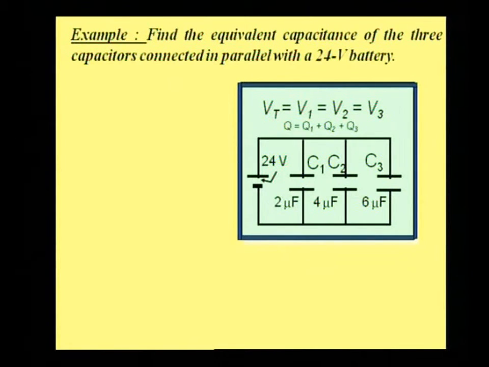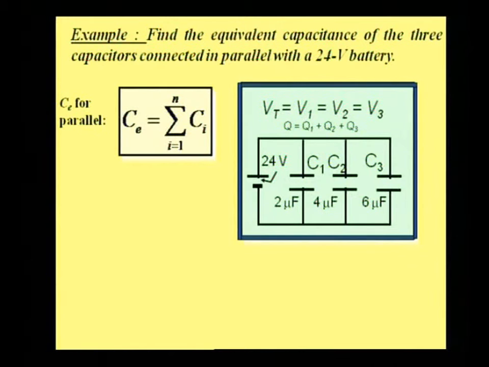Now find out the voltage. We know that in the parallel configuration the voltage across each capacitor is the same. So the 24 volts applies across C1, C2 and C3. This is the parallel plate capacitance equation. Since all 3 capacitors are in parallel, we can write 2 microfarad plus 4 microfarad plus 6 microfarad. This becomes 6 plus 4 is 10, plus 2 equals 12 microfarad.